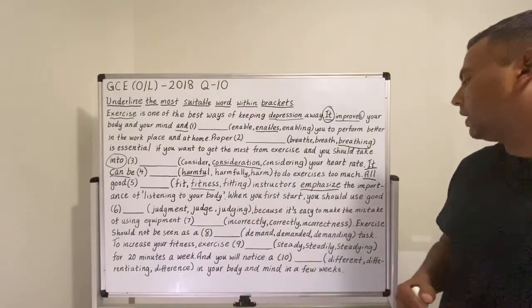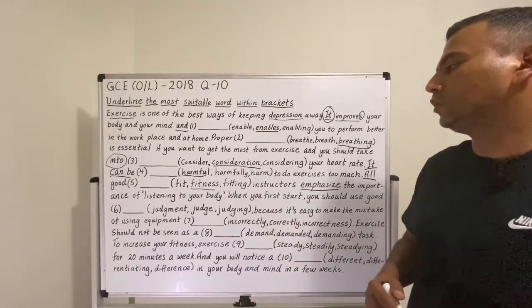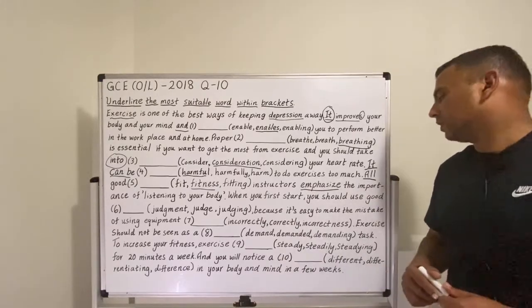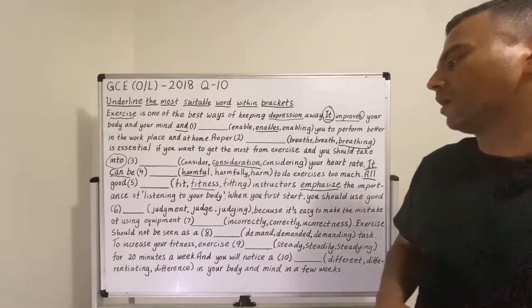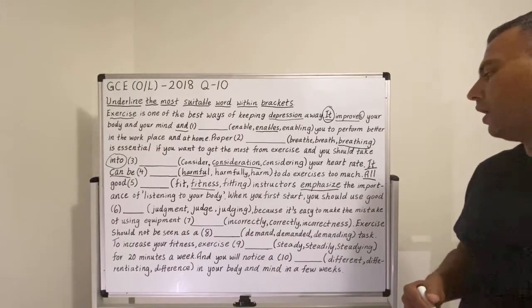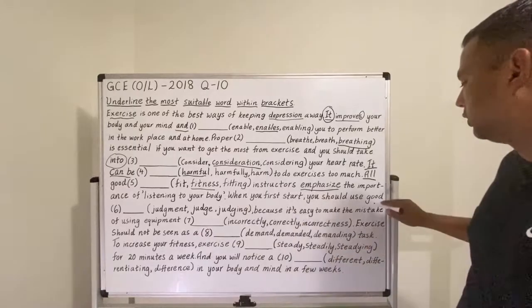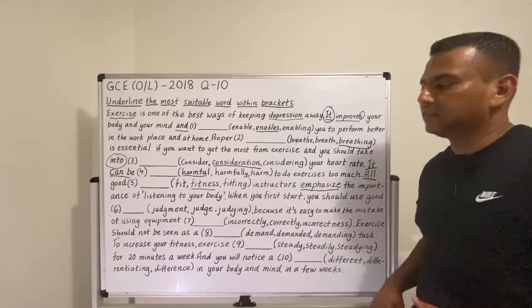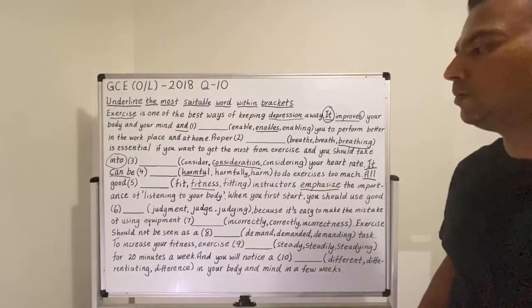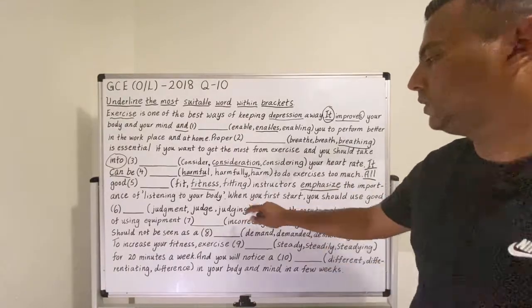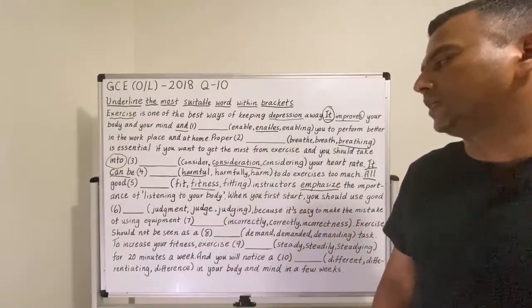When you first start, you should use good judgment. So here you have good. Good is what? Good is an adjective. So an adjective has to be followed by a noun. So what is the noun in this? Judge. Judge is a verb.